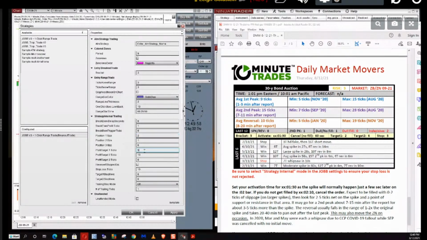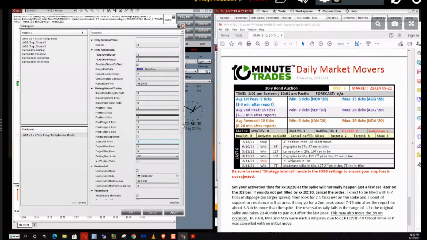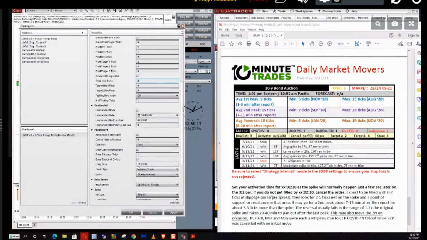So we have a target of 2 ticks, a target of 6 ticks, a stop of 3 ticks, an entry time 13:01:30. I'm just trading 2 contracts today. This is our last trade of the week. If I make money, great. If it stops me out, I still have not too bad a day for today.